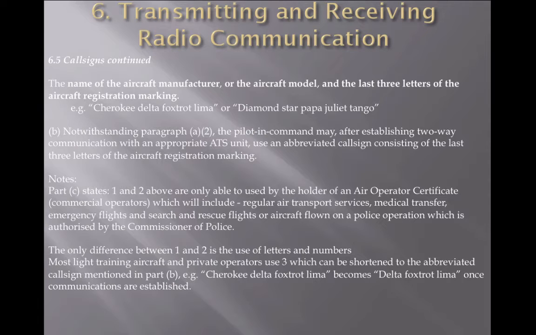The only difference between 1 and 2 is the use of the letters and the numbers. Most light training aircraft and private operators use 3, which can be shortened to the abbreviated call sign mentioned in Part B. Cherokee Delta Foxtrot Lima becomes Delta Foxtrot Lima once communication has been established.